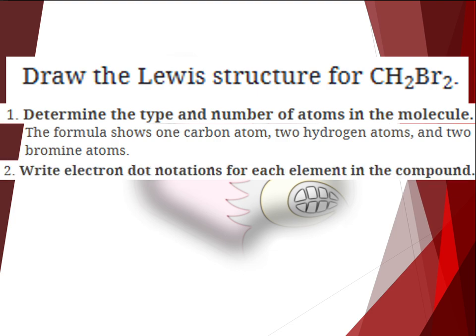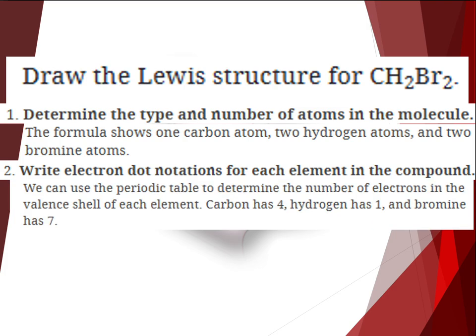Next step, we'll write the electron dot notations for each element in the compound. Remember, we can use the periodic table to determine the number of electrons in the valence shell of each element. Carbon has 4, hydrogen has 1, and bromine has 7.